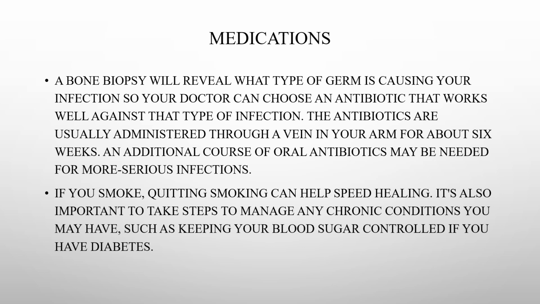Medication. A bone biopsy will reveal what type of germ is causing your infection, so your doctor can choose an antibiotic that works well against that type of infection. The antibiotics are usually administered through a vein in your arm for about 6 weeks. In addition, a course of oral antibiotics may be needed for more serious infections. If you smoke, quitting smoking can help speed healing. It's also important to take steps to manage any chronic condition you may have, such as keeping your blood sugar controlled if you have diabetes.